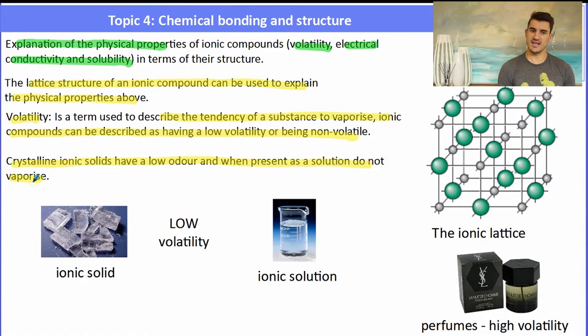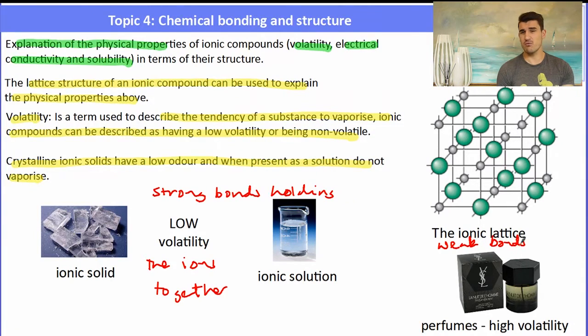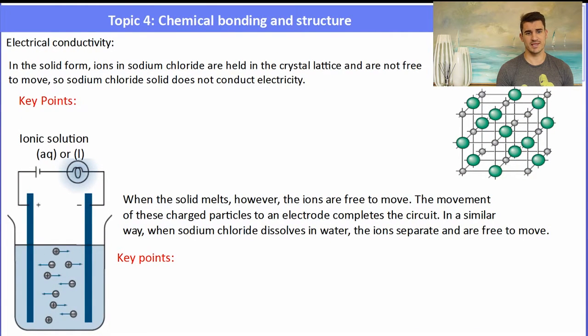Now, ionic compounds have low volatilities both as a solid and as a solution. They don't turn into a gas very easily. That's because they have strong attractions between the positively charged and negatively charged ions, especially in the lattice. When they're dissolved, they have a strong attraction between the positively charged ions and the water molecules. So it's very hard to break that attraction. Perfumes, on the other hand, have weak attractions between their molecules, so they are volatile, they turn into a gas easily.